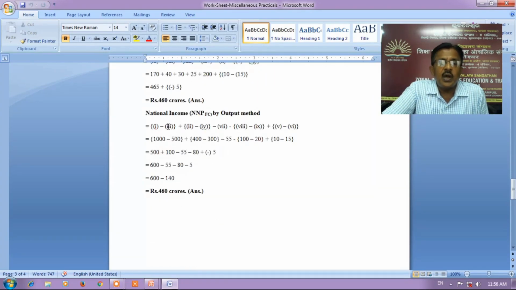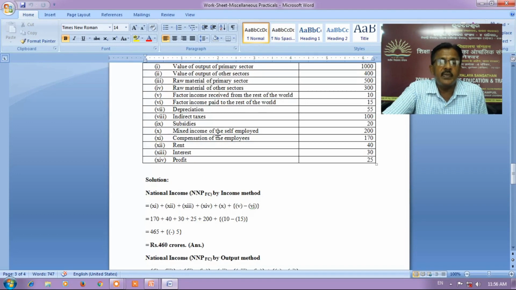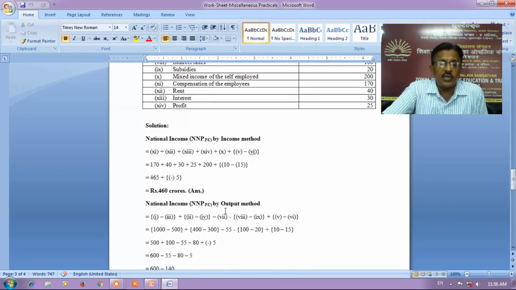So here item number 2 minus 4, that is value of output of other sectors minus intermediate consumption of other sectors, that is value added of other sectors. Minus item number 7. Item number 7 is depreciation, because we need the net value. So gross value added concept is arrived over here. So minus 7, that is net value added at market price. So that is the concept up to this. Then minus 8. What is item number 8 here?